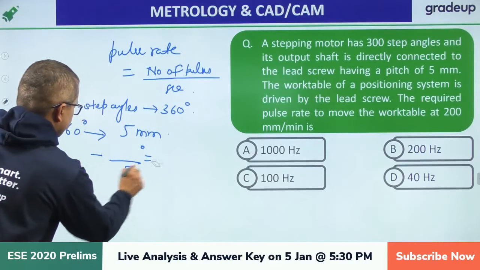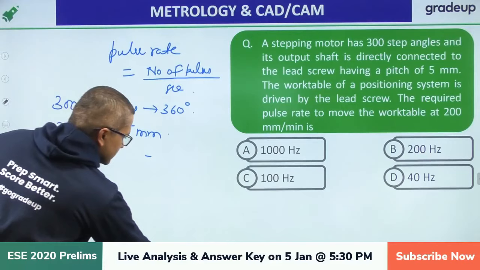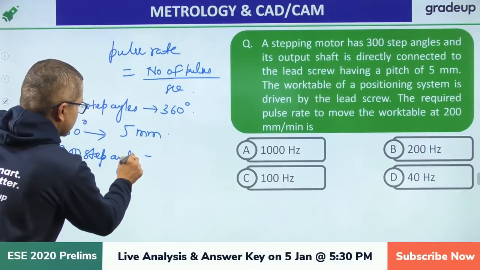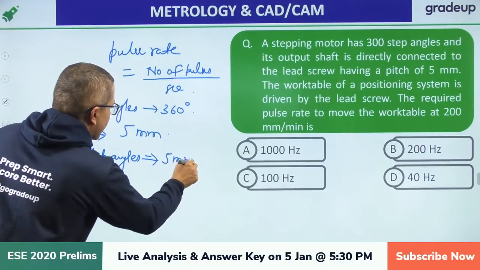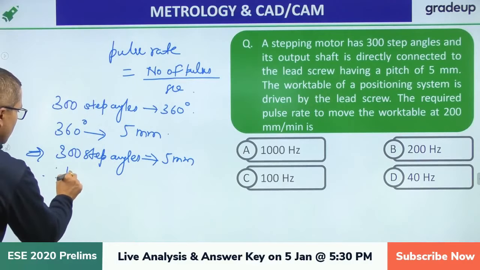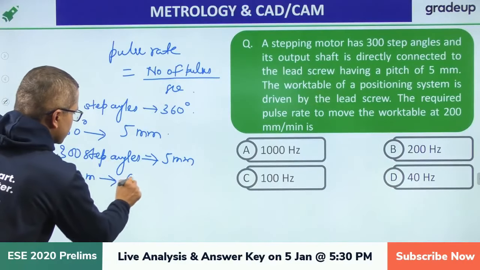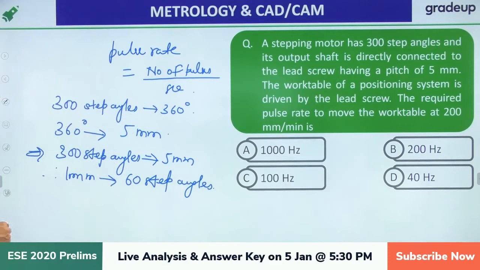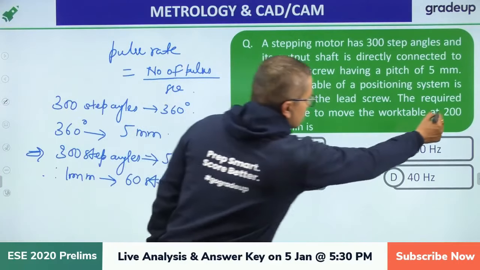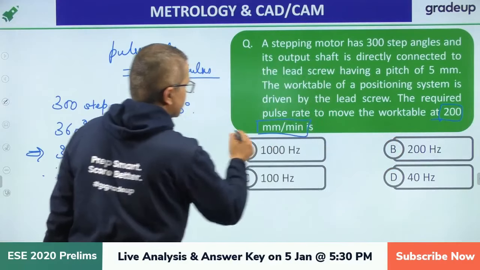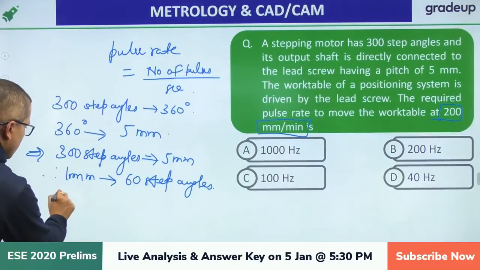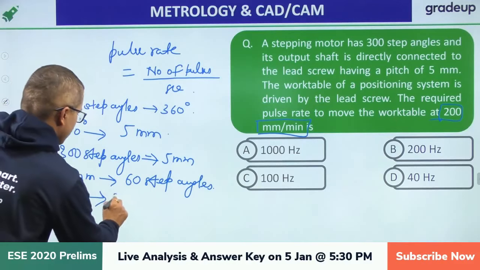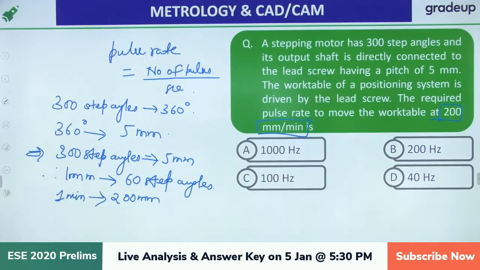Okay, let me write this. So which means 300 step angles correspond to 5 mm. So 1 mm corresponds to 60 step angles. Yes, now it's given over here 200 millimeter per minute. So in 1 minute the table moves by 200 mm. Yes.